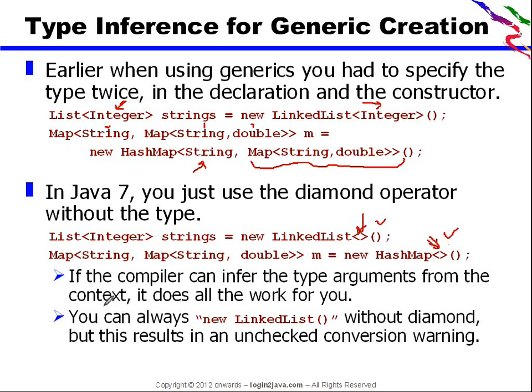If the compiler can infer the type argument from the context, it does all the work for you. Although you can always use new LinkedList without the diamond instead of this, it results in an unchecked conversion warning. So it's better to use the diamond.